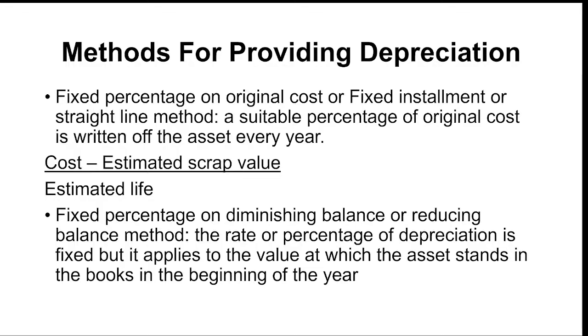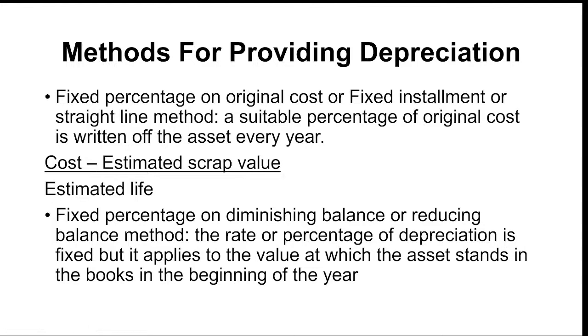So with this one, a suitable percentage of original cost is written off the asset every year. A suitable percentage, it is constant, and it is written off every year. Its formula is cost minus the estimated scrap value, all over the estimated life of that asset.